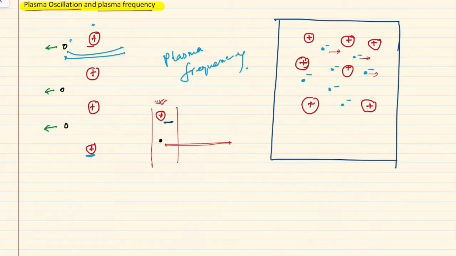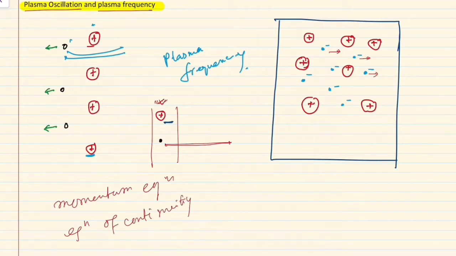So now let me show you how to derive the plasma frequency. In order to derive plasma frequency, we need three equations. One is the equation of motion of fluid in terms of electrons, or you can say the momentum equation. Then the equation of continuity, then Poisson's equation. So we need these three equations. Now let me show you.